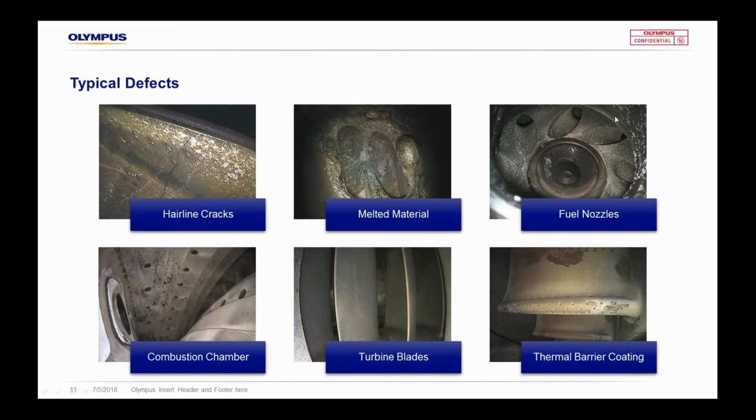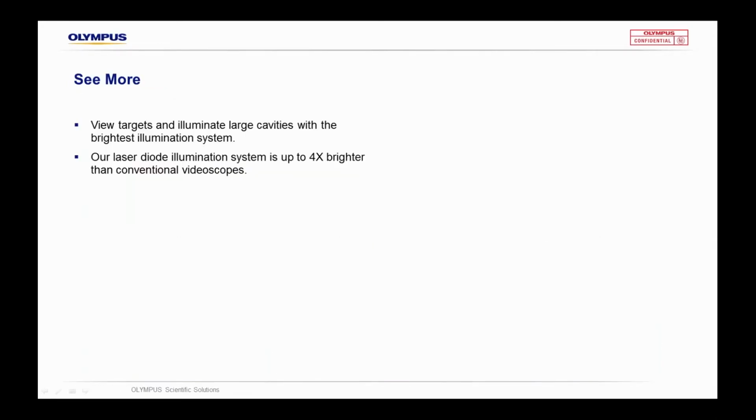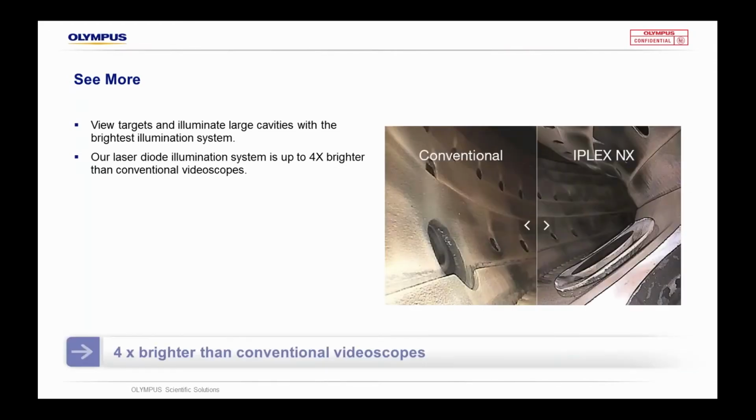One of the key differentiators when it comes to our latest product, which is iFlex NX, is the ability to actually pump out more light. We use a laser diode, which is much more powerful than a standard LED, or light emitting diode. And this is actually 4 times brighter than a conventional video scope, than the standard video scope that you might be using either at the moment or elsewhere. There's 2 key benefits to this.